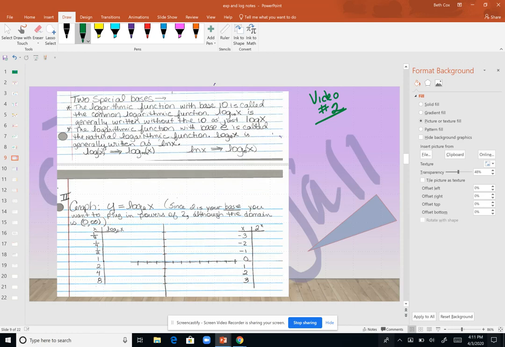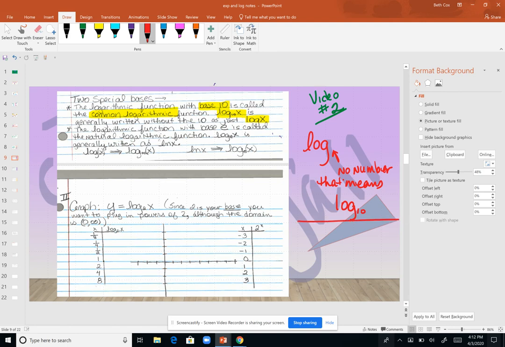And so there are 2 special bases that we use in logarithms. We have a base 10. This is called common log. And log base 10 is generally written without the base number. So that's really important to know that when you see a log and there's no number right here, the default is 10. So if there's no number, that means it's a 10. That's log base 10, okay?